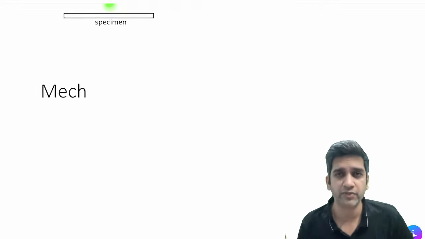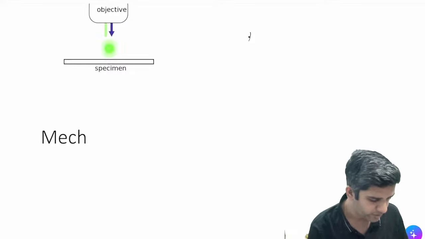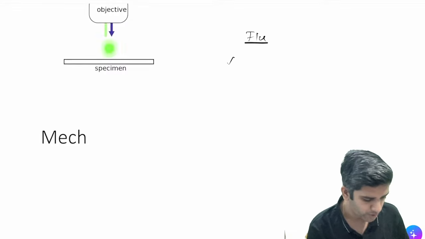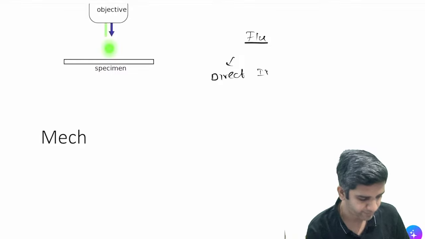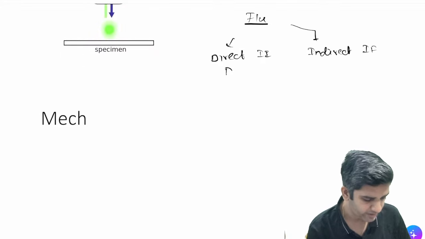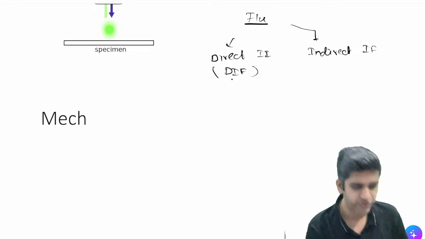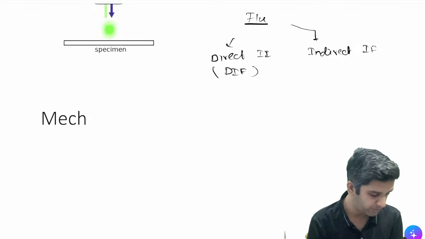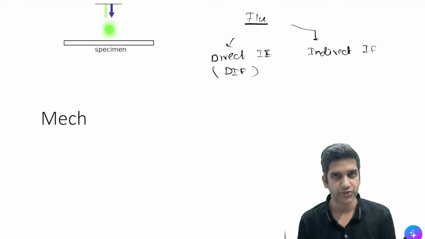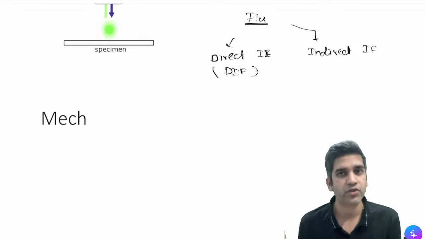I told you there are 2 types of immunofluorescence microscopy, right? One we call direct immunofluorescence, or direct IF. The other is indirect immunofluorescence. We call it DIF for direct immunofluorescence. Most of the images we use for diagnostic pathology are direct immunofluorescence. We don't use indirect immunofluorescence for diagnostic pathology. We use it for research purposes.